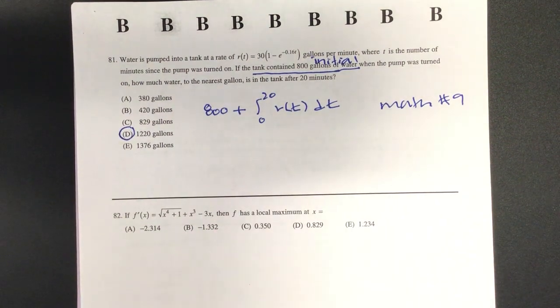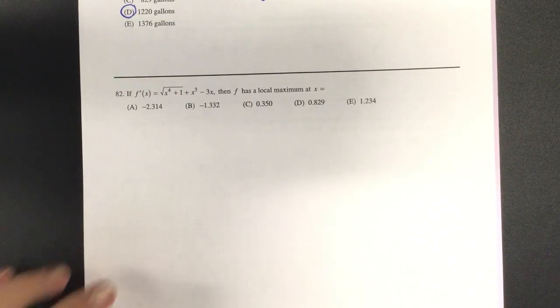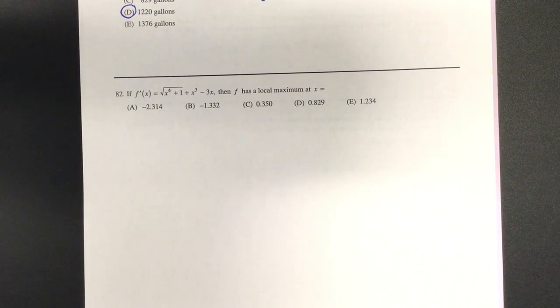Should anybody miss this? No, please. Okay, number 82, Josh, let's read. If f prime of x equals the square root of x to the fourth plus 1, plus x to the third minus 3x, then f has a local maximum at x equals.